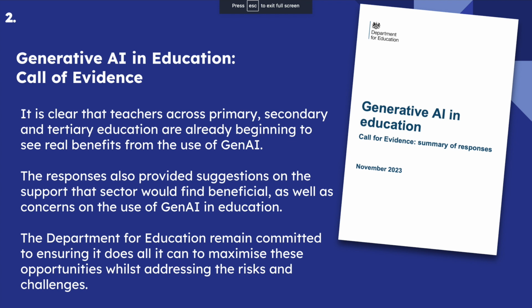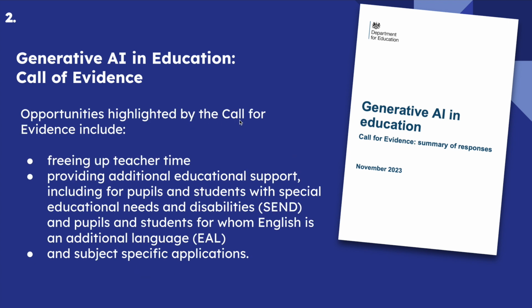So, what highlights is that teachers across primary, secondary and tertiary education are already beginning to see real benefits from the use of Gen AI. The responses also provide suggestions on the support that the sector would find beneficial, as well as concerns on the use of Gen AI in education. The Department for Education remains committed to ensuring it does all it can to maximize these opportunities whilst addressing the risks and challenges. Opportunities highlighted by the call for evidence included freeing up teachers' time, providing additional educational support, including for pupils and students with special educational needs and disabilities, and pupils and students for whom English is an additional language, and subject-specific applications also.